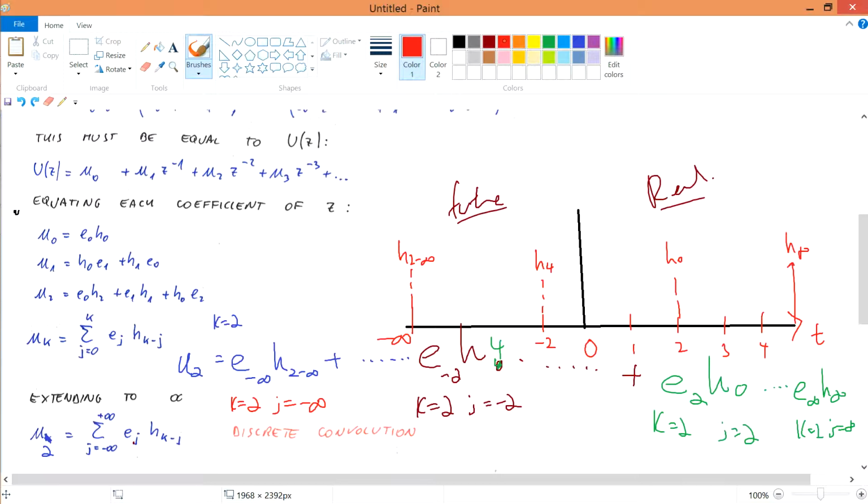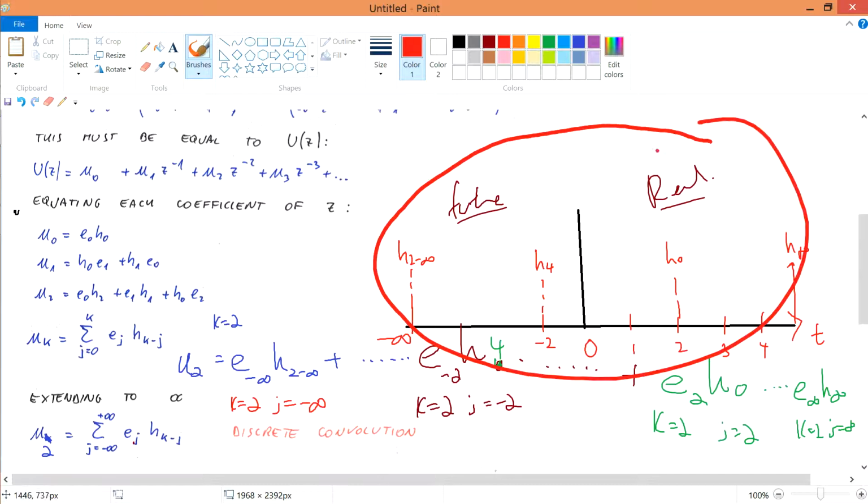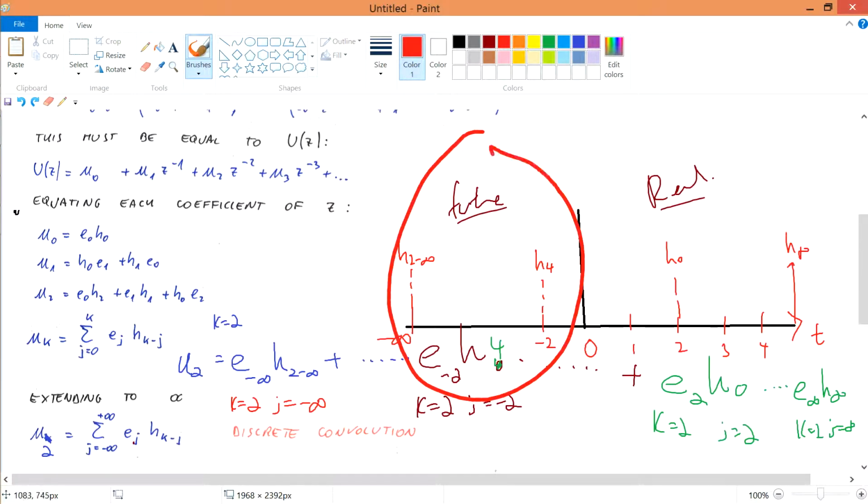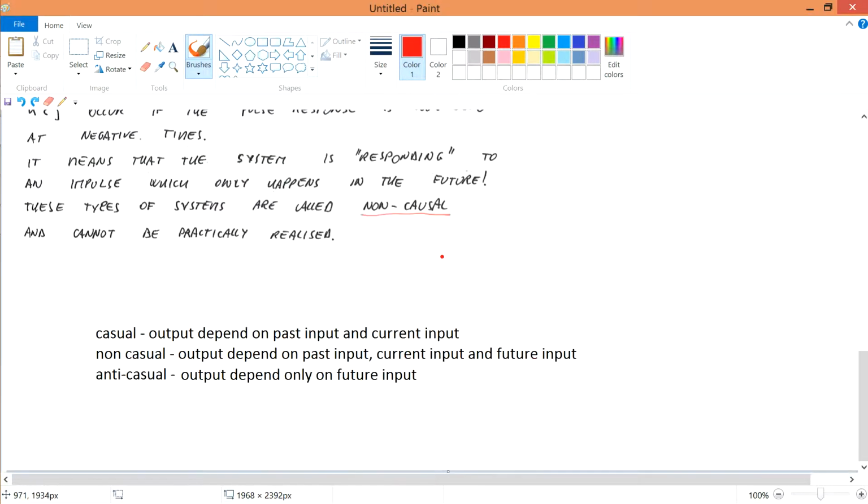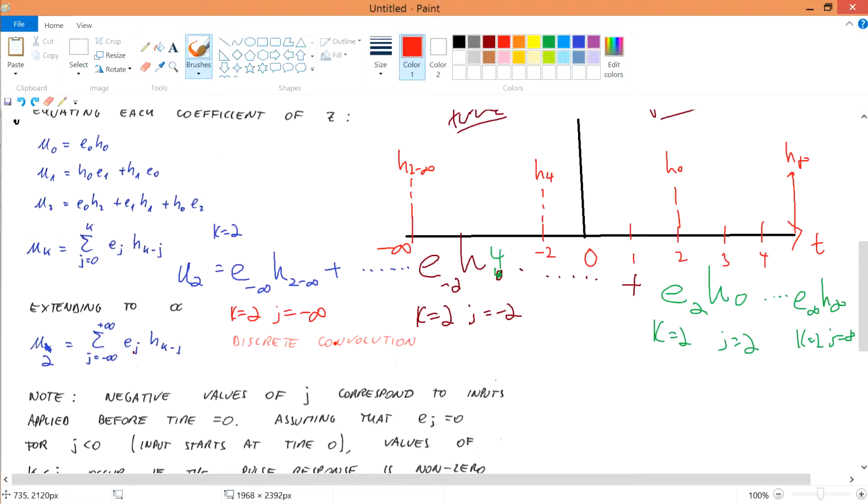Just to repeat again, your causal output is simply this one, the real. Your non-causal system is both of them. Your anti-causal is only future. I hope this is a pretty good explanation. Your output depends on your past input and current input, and the output is simply your output, u of k. If you remember, u is the output, e is your input, and h is the transfer function. You get what I mean?